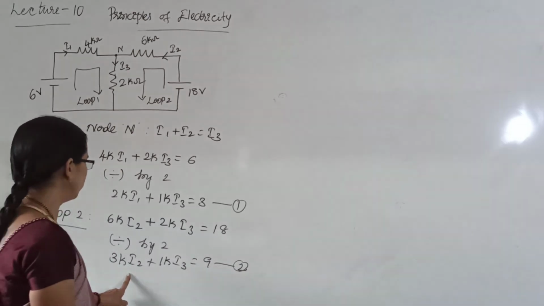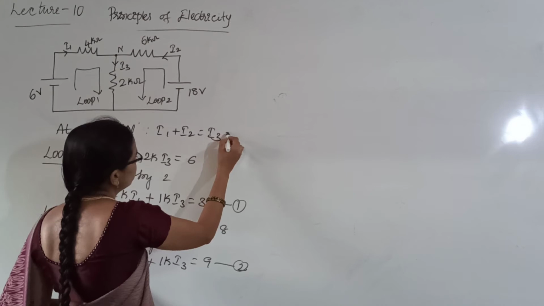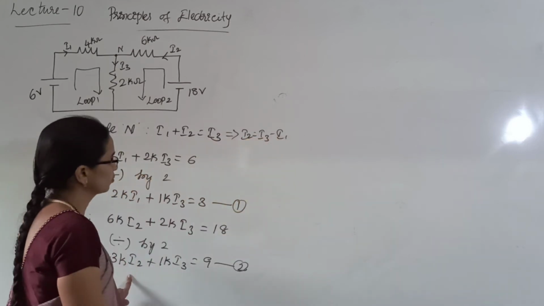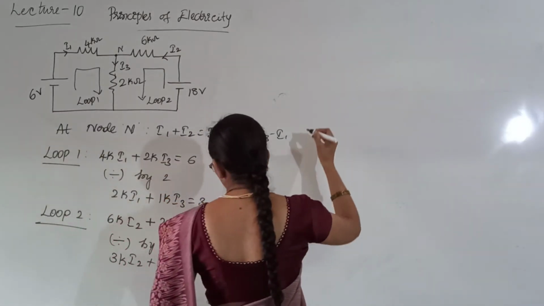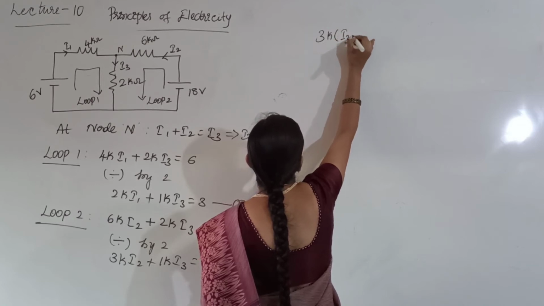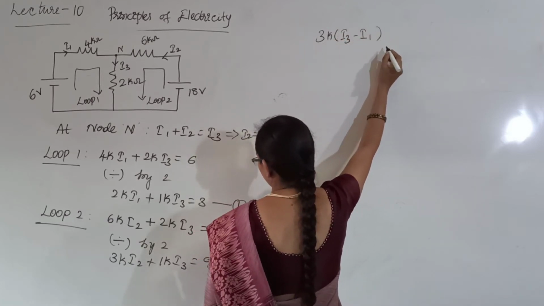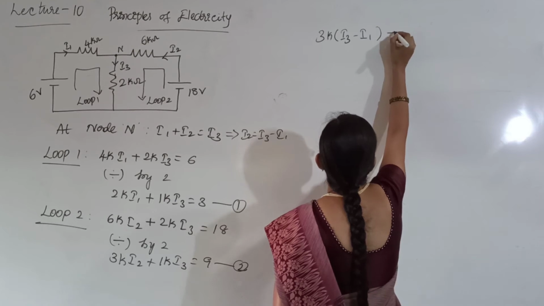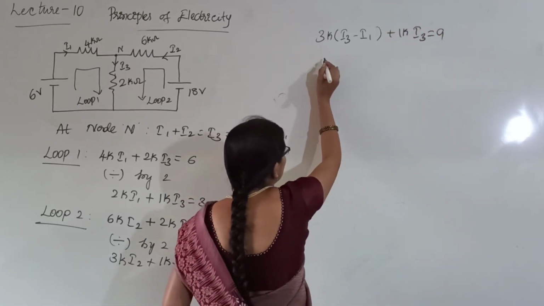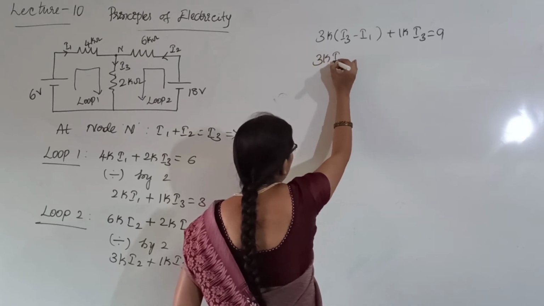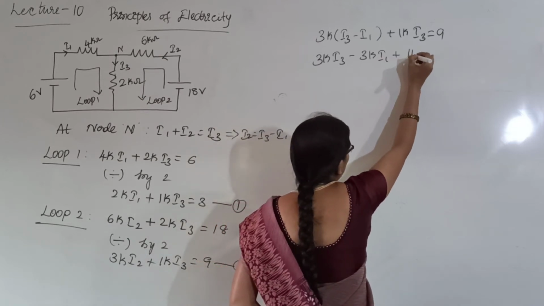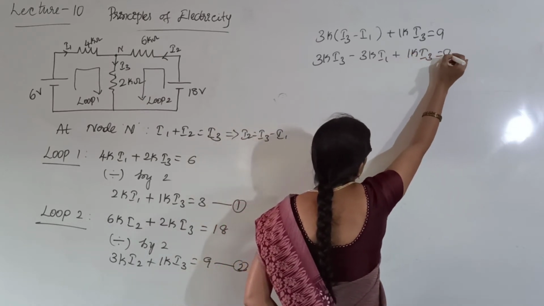So I will substitute for I2. I2 is equal to I3 minus I1. So here in the second equation, 3k into I3 minus I1 plus 1 kilo into I3 is equal to 9. 3k I3 minus 3k I1 plus 1k I3 is equal to 9.